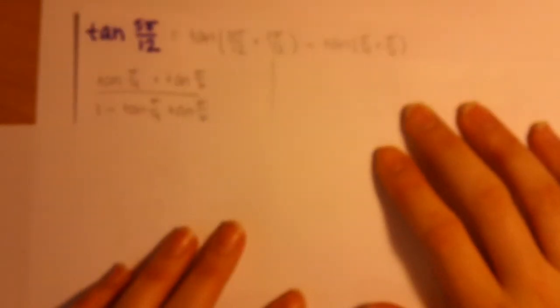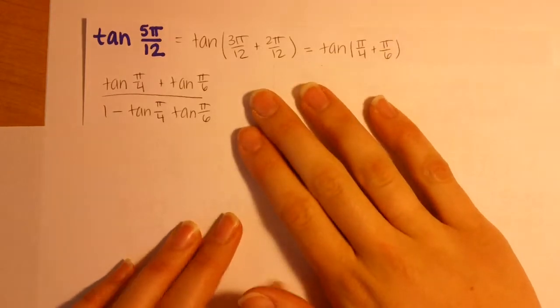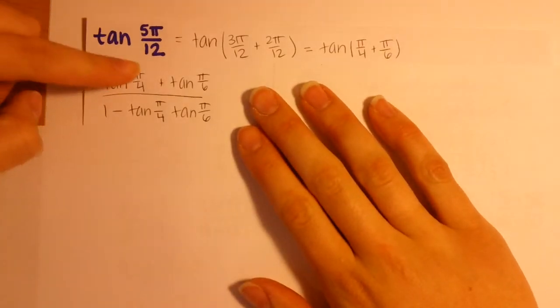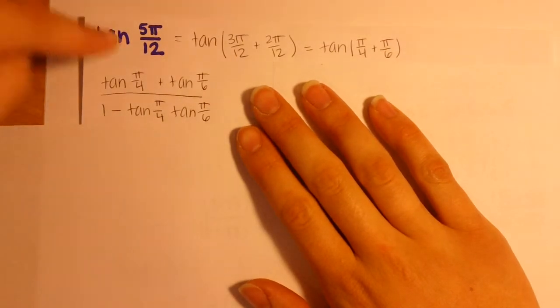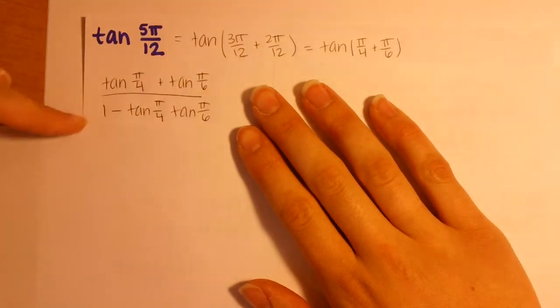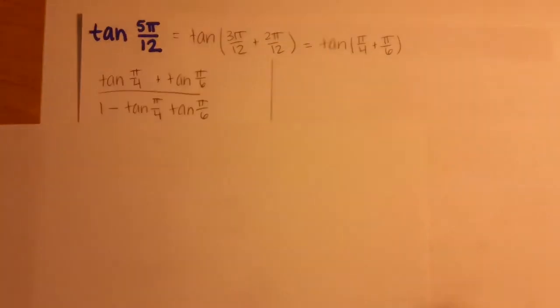So for the tangent identity, let's get a little blurry again. Tangent identity, we'll use tangent of pi over 4 plus tangent of pi over 6 all over 1 minus tangent pi over 4 tangent pi over 6. Notice that since this is a sum, you're going to have the plus at the top and the minus at the bottom.